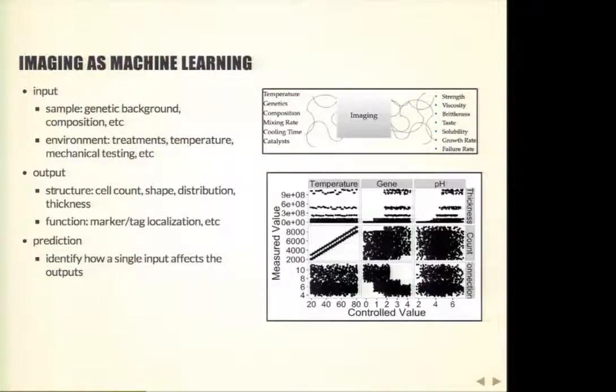So cell count, shape, distribution, thickness, structural parameters. In the case of other modalities, you get functional imaging, so are these neurons firing or not? Really what you want to do is establish a relationship between these inputs and these outputs. If you can understand how genetic background affects thickness, you can establish a model for what's going on in your system and how you can tune the parameters in your final animal based on the model you've established. It's really important for decomposing these complicated systems into simple parts, and you just need to measure lots of data in order to have that.